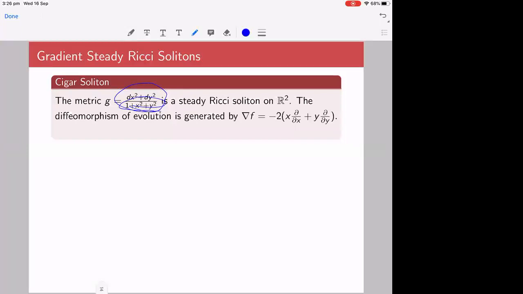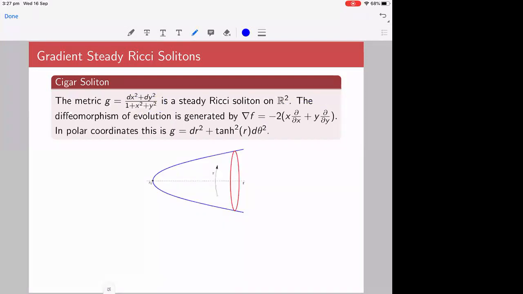It turns out that this vector field is -2 times the radial vector field here. So this vector field is pointing inwards. And this tells us how this soliton evolves under the Ricci flow. The metric is kind of changing, but its structure as a Riemannian manifold doesn't really change.